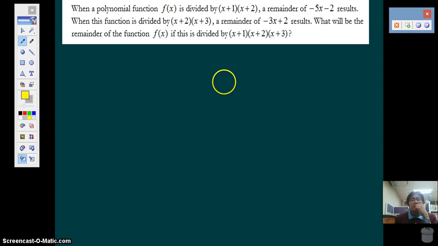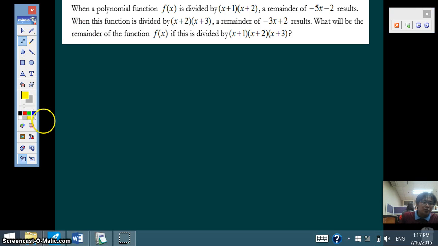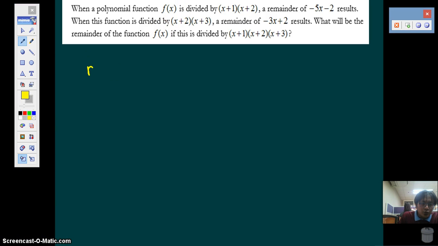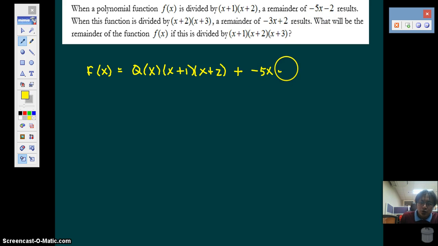When the polynomial function f of x is divided by x plus 1 times x plus 2, a remainder of negative 5x minus 2 results. Let's write it first before we proceed in finishing the problem. F of x, when you divide it by x plus 1 and x plus 2, you will have a certain quotient, multiplied to x plus 1, then x plus 2, and a remainder. This part is the remainder, which is already given, negative 5x minus 2.